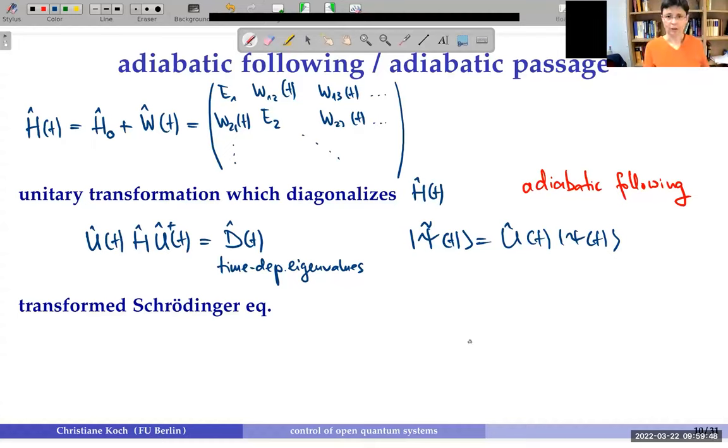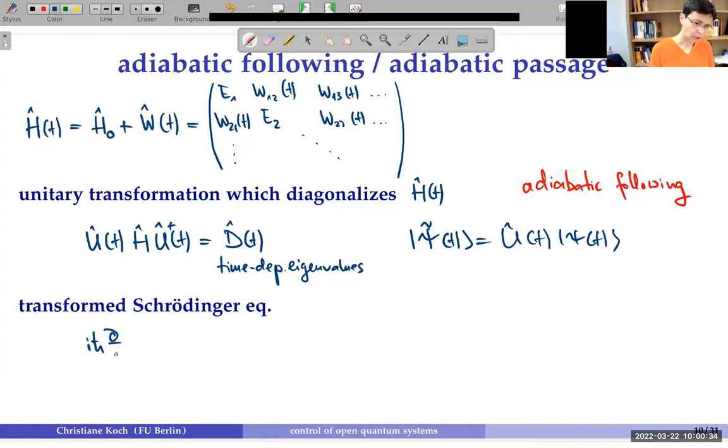But if I can connect smoothly each of the eigenvalues for each time and stay in the eigenstate corresponding to the eigenvalue that I've chosen, that is called adiabatic following. And the point is that one can check the conditions when this will actually happen, again, at least for a two-level system or for simple problems analytically. So let's look at the transformed Schrödinger equation to see when do we have the chance to stay in the time-dependent eigenstate with time-dependent eigenvalue.